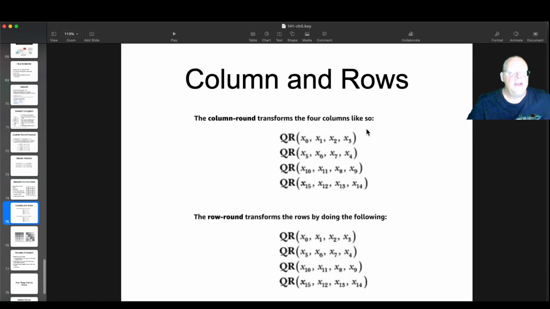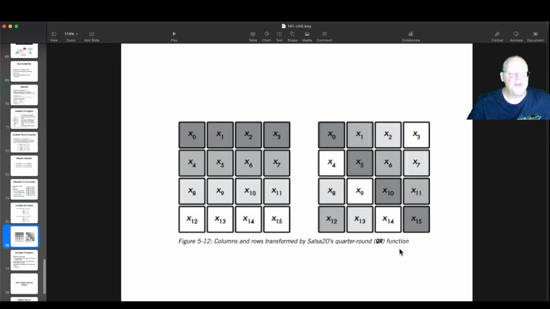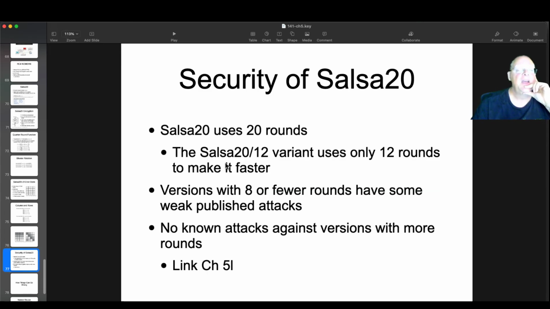And then you have transformations. This whole thing is very much like AES. So now you have column transformations and row transformations like this that scramble them. Those are called the quarter round functions. And then you do 20 rounds. So it looks a lot like AES in general outline.